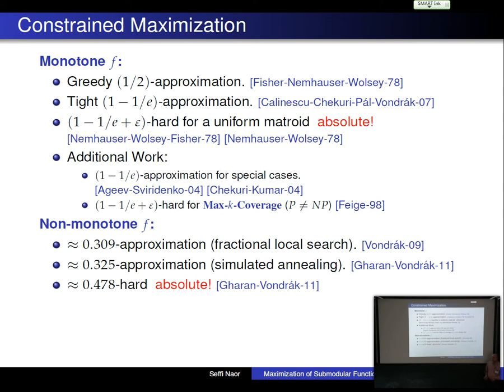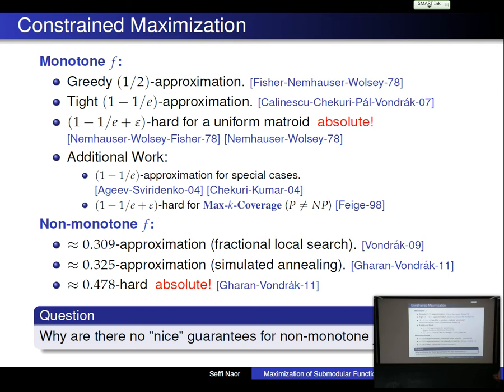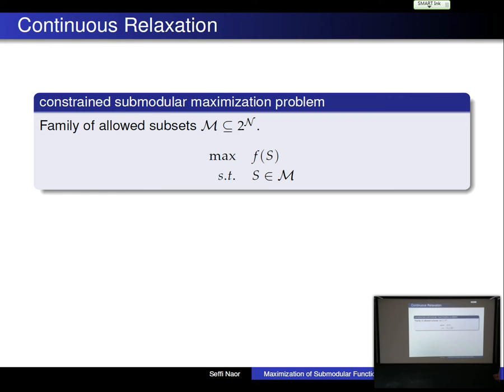Okay, for non-monotone functions, the numbers are not as nice. The hardness is 0.478, and there's still, I'll talk about this a bit later, a gap between upper and lower bounds. So let's look at the basic version. I want to maximize a monotone submodular function f over a matroid.